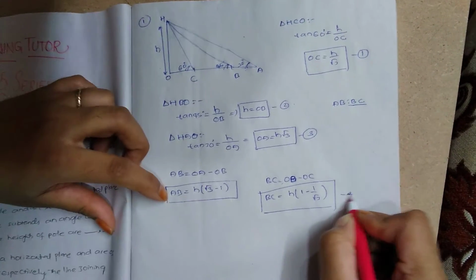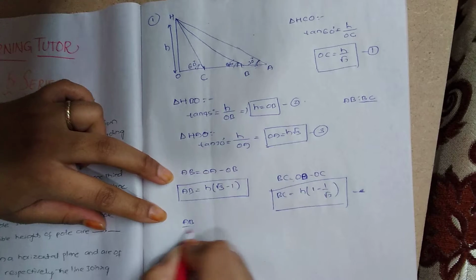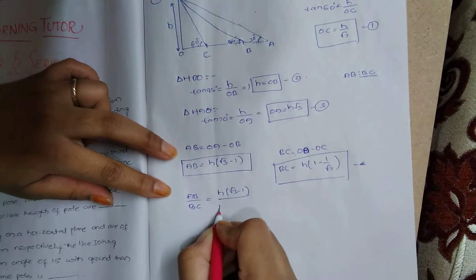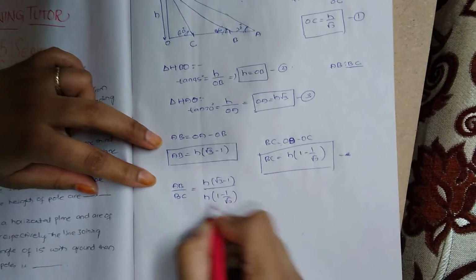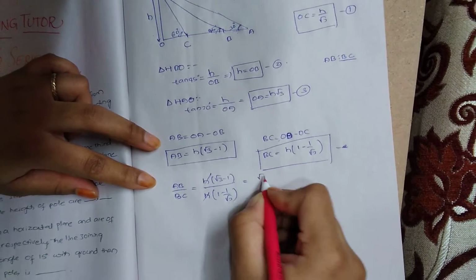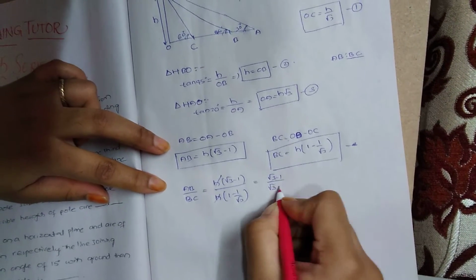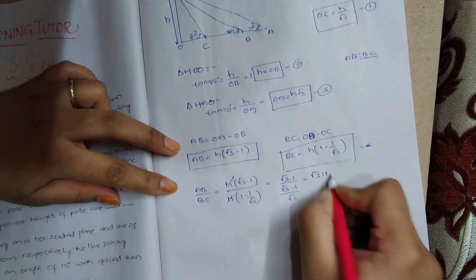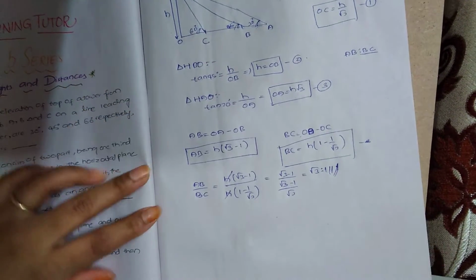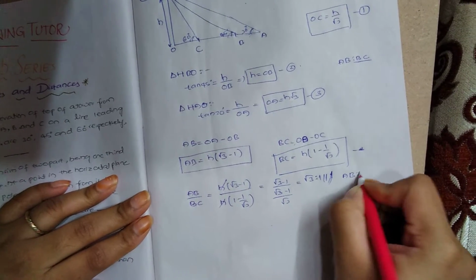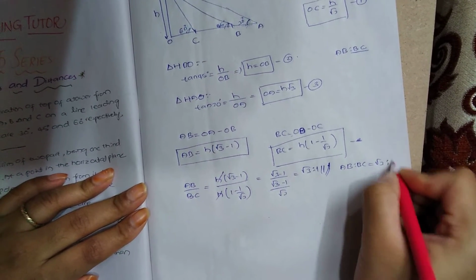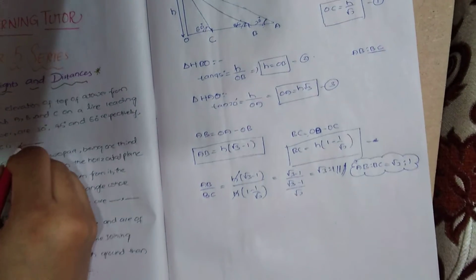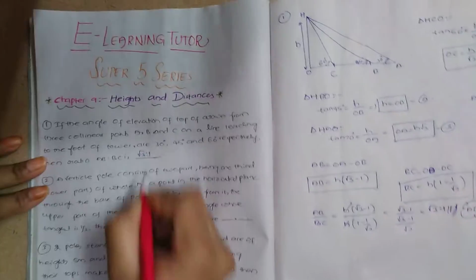Now let's do it. Okay, well, AB by BC is equal to H of root 3 minus 1 by H of 1 minus 1 by root 3. Cancel. What do we get here? Root 3 minus 1 by root 3 minus 1 by root 3. What is our answer? Root 3 is to 1. Yes. So, AB is to BC is equal to root 3 is to 1. This is our conclusion. Let us write it here. Root 3 is to 1.